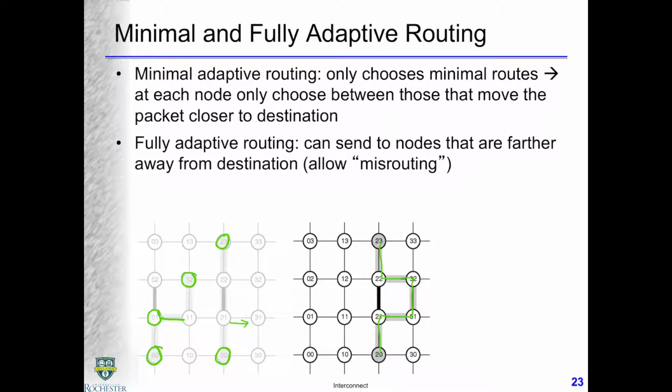So we allow detour, which is termed misrouting. This over here is what we call misrouting. We're sending it into a node that does not reduce the distance to the destination. Now, is misrouting, is global fully adaptive routing a good idea?